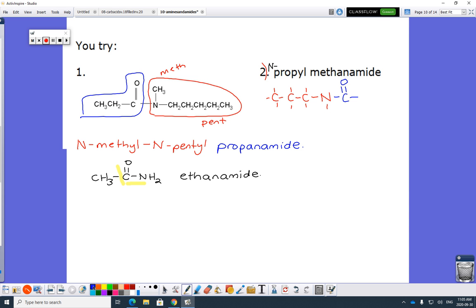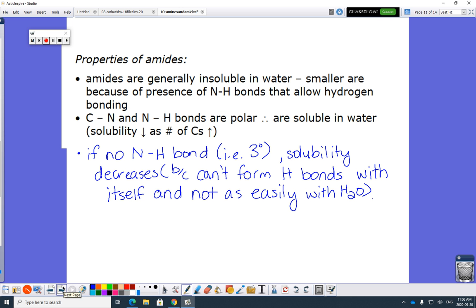So the good news is, when something is attached to the nitrogen, it'll say N-methyl, right? So the N nitrogen has a methyl. The N nitrogen has a pentyl. Okay, so similar to esters, but a little bit different. Okay. So again, if you printed the notes off, this is already typed on there, okay?